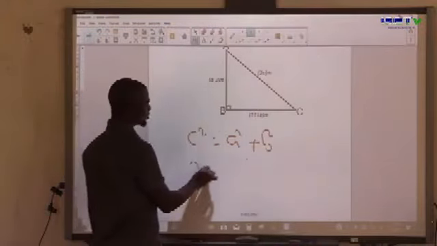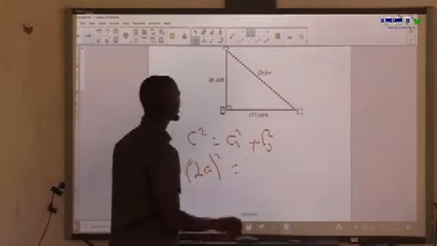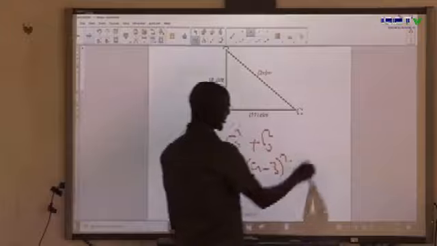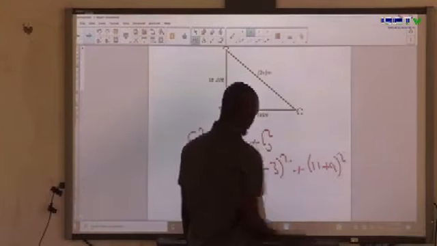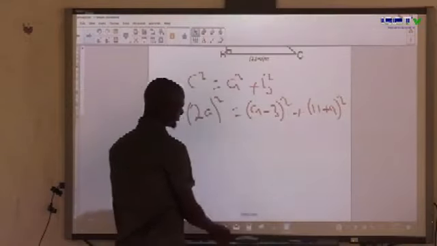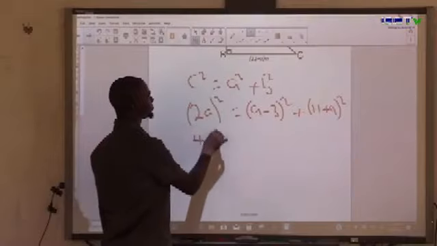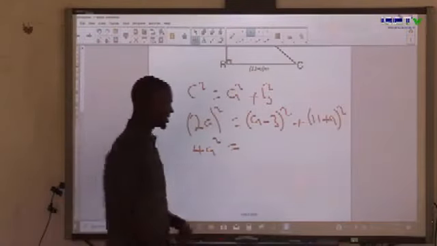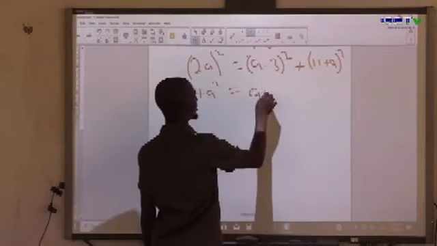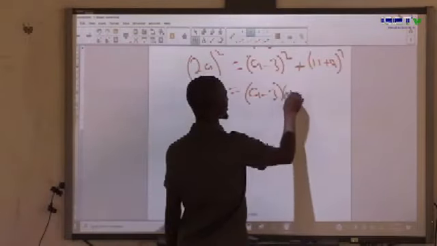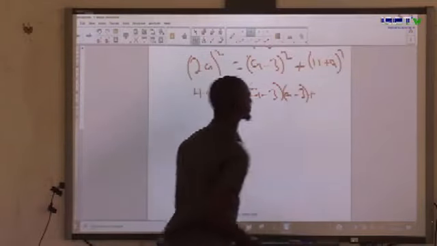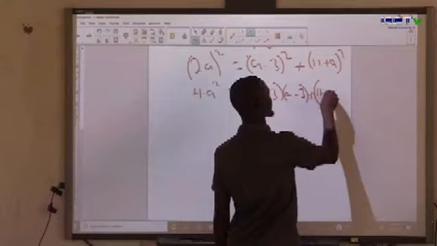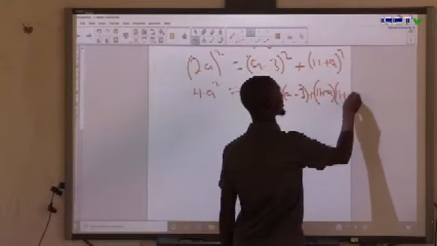C square is the hypotenuse, that is 2A whole square, is equals to A square, that is A minus 3 whole square. Then you have plus 11 plus A whole square. We expand this. If you expand this, this is 4A square is equals to A minus 3 whole square, that is A minus 3 times A minus 3. Then plus 11 plus A whole square, that will also give us 11 plus A times 11 plus A.